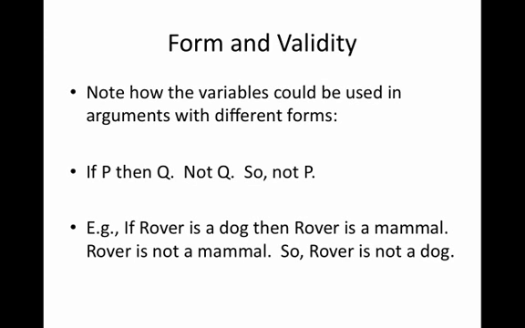Well, note how the variables could be used in arguments with different forms. For example, if P then Q, not Q, so not P. For example, if Rover is a dog, then Rover is a mammal. Rover is not a mammal, so Rover is not a dog. Same sentences, just being arranged differently, put into a different structure.